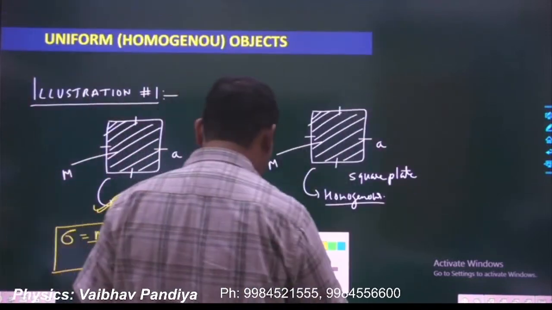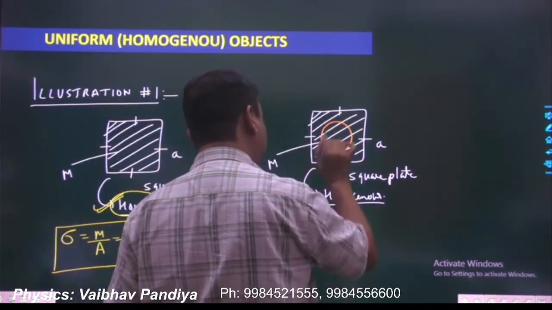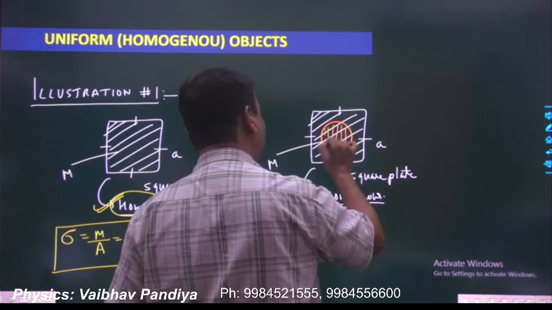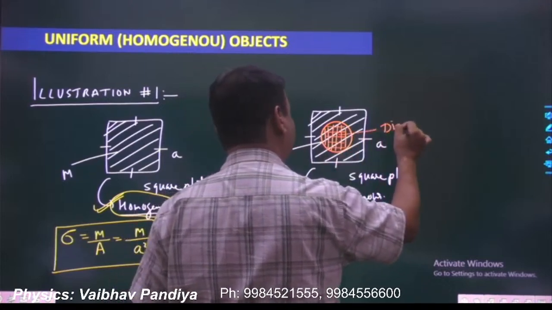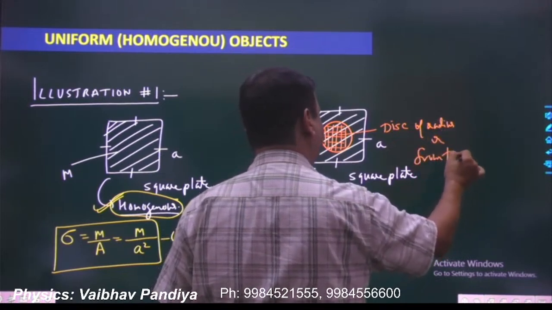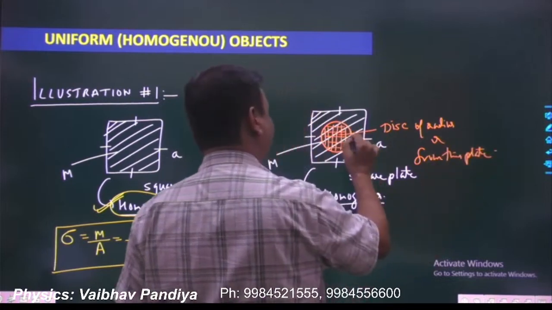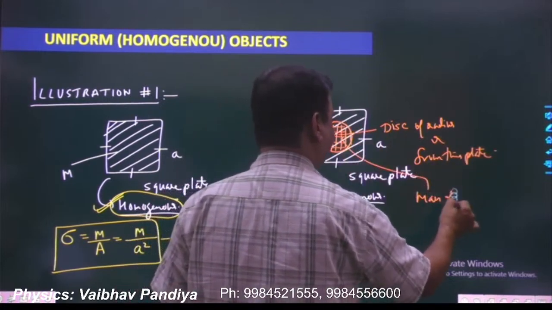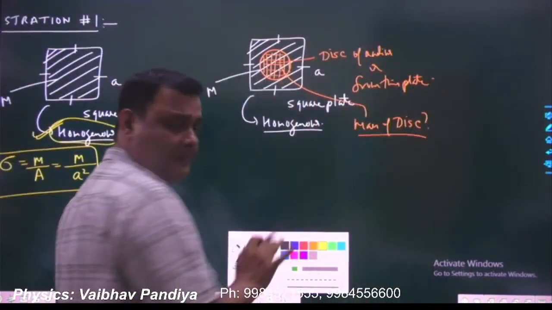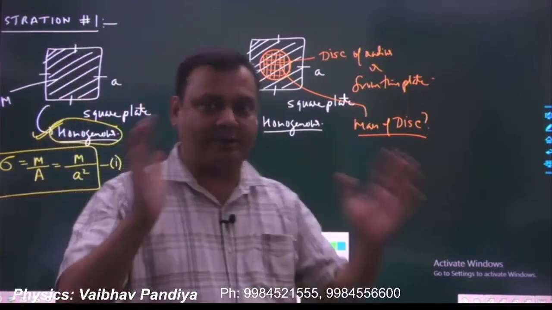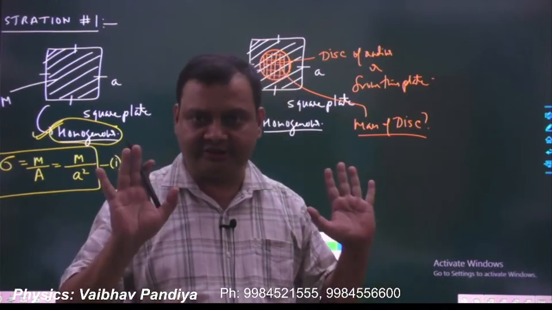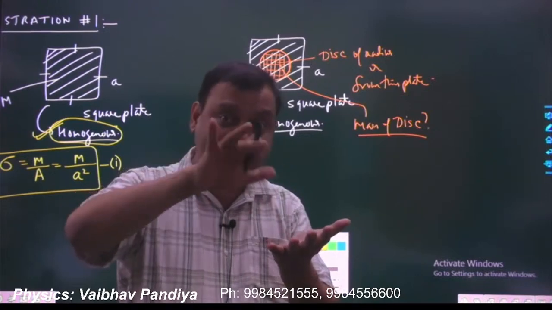Now suppose in this very problem, we say that we are cutting out a disc of radius r from this plate. So what will be the mass of the disk? We have to find the mass of the disk. See what the concept is in such a problem. The disk is a part of the square plate, so its material is the same as that of the square plate. And the plate is homogeneous. So the density of the disk will be the same as the density of the plate. First key point.